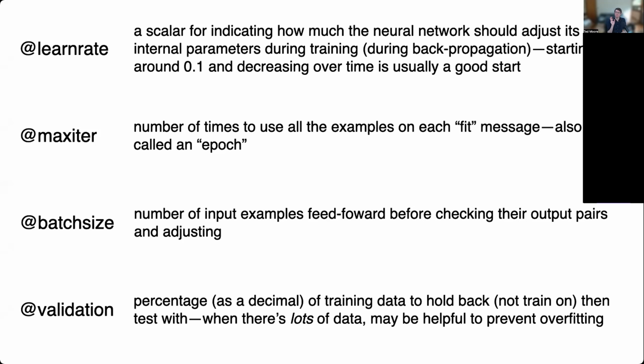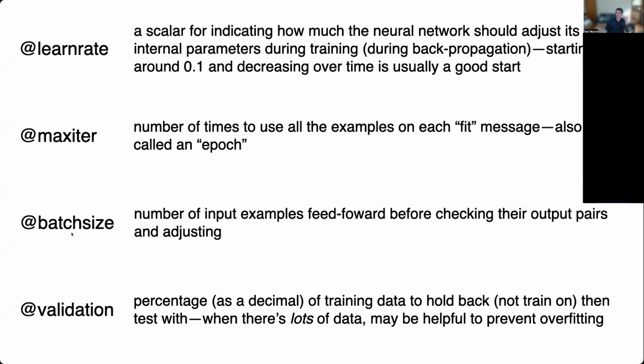You might see this term epoch used with a lot of neural networks and different types of training systems. Using all of the data once is called an epoch. So you could also say max iter is specifying the number of epochs to train before reporting the error.